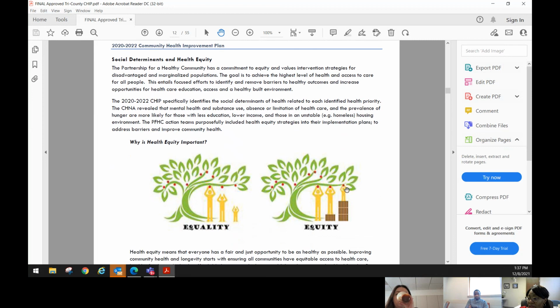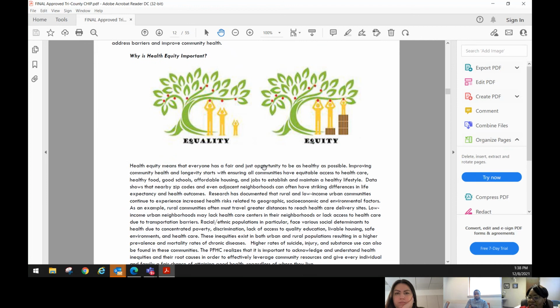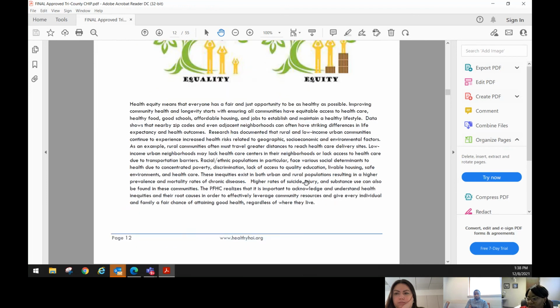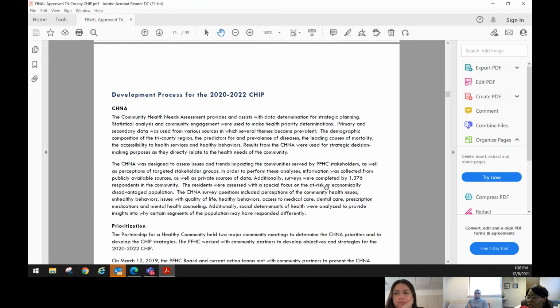So social determinants, I pulled this out contextually so the lay people that read this will understand when we're talking about social determinants and health equity, what are we really saying? What does that really mean? So I added that just so we can all have that same definition and that perspective when we're going through this document. So I'll let you all look at that at your leisure.